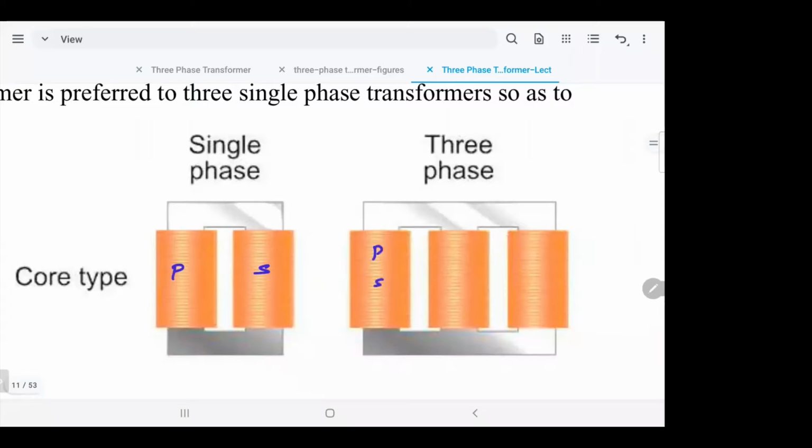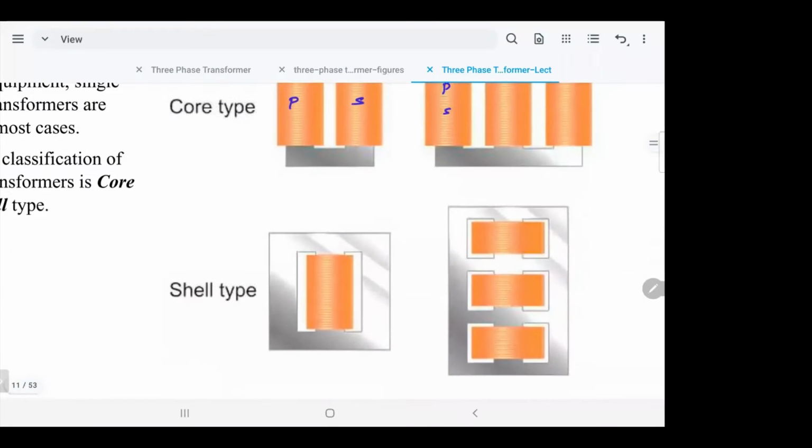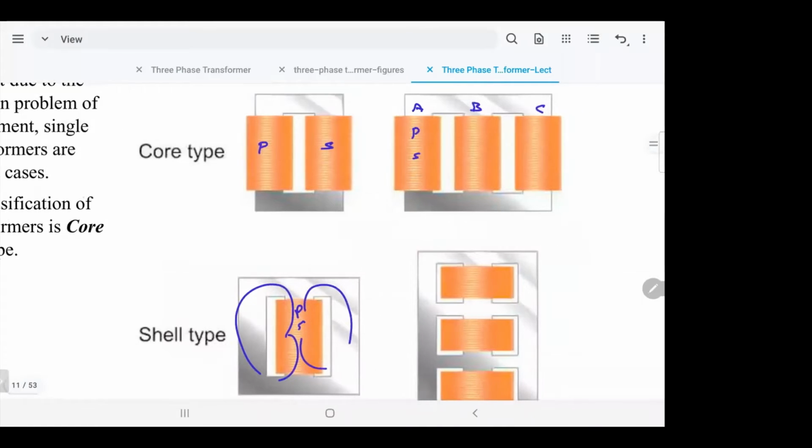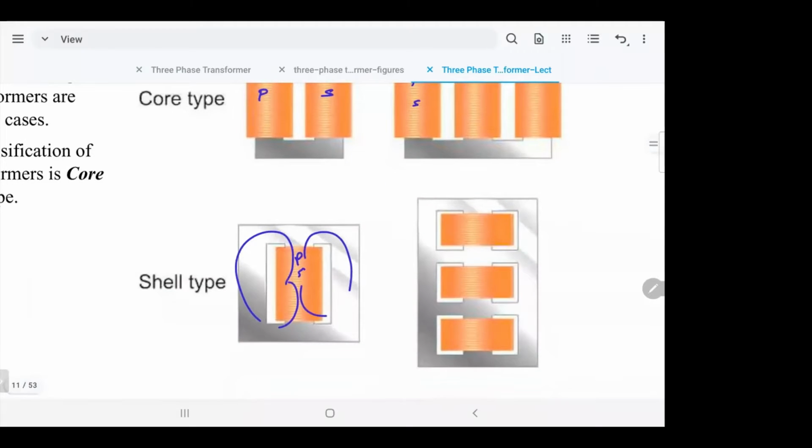Sometimes you have the primary on the top and the secondary on the bottom, but they prefer the secondary and the primary on top of each other, because the flux going from the primary will be linking all of the secondary, which is more efficient. So you have phase A, phase B, phase C, and that's called core type. There is another type called shell type. In the shell type, they put it in the middle here. You have the primary and the secondary, and the flux will be going in this direction. The same thing here for the three phase. You have primary and secondary for phase A, phase B, phase C.